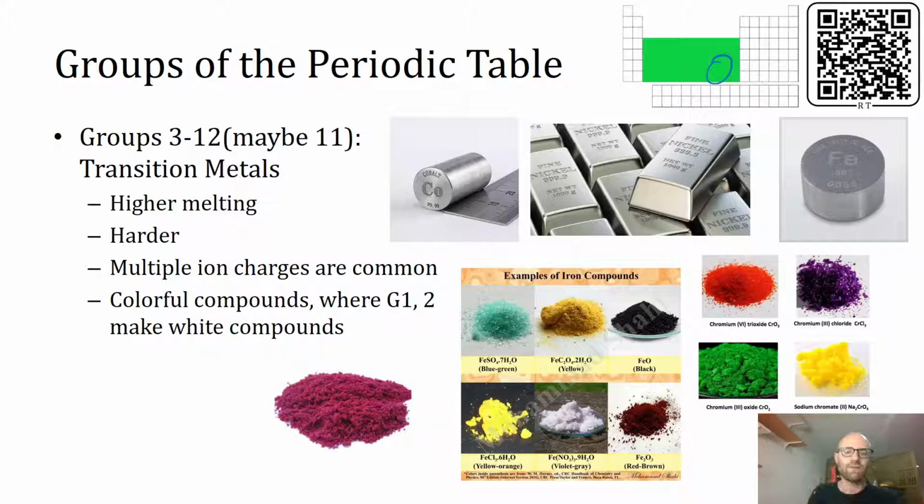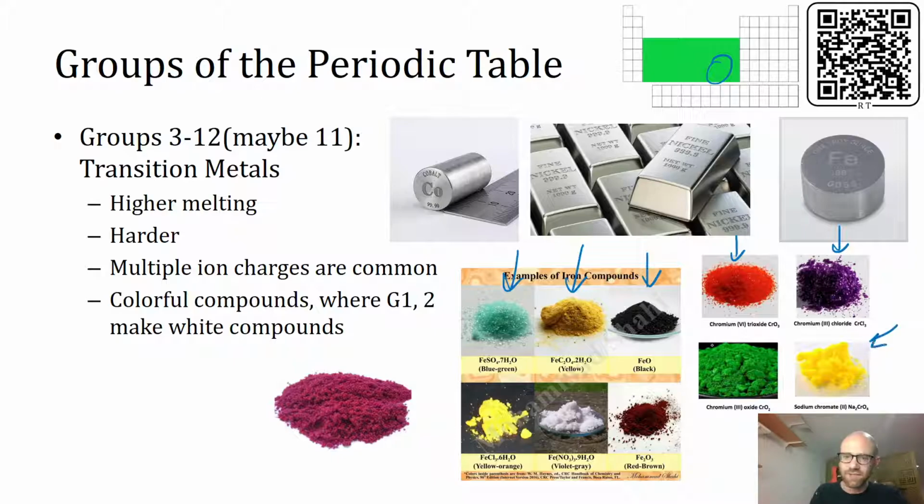The compounds of group 1 and 2 elements are white, always. Sodium chloride, like you picture salt, white compound. Now, not all white compounds are made of alkali metals and alkaline earth metals, but it's the other way around. That is true. But in terms of the transition metals, that weird electron structure of how they're being built will make all of these colorful compounds.